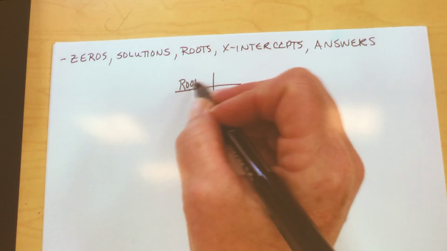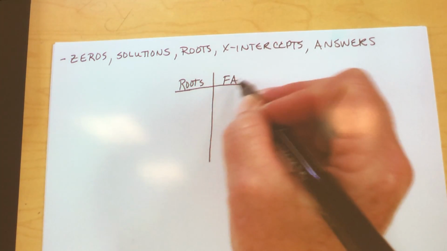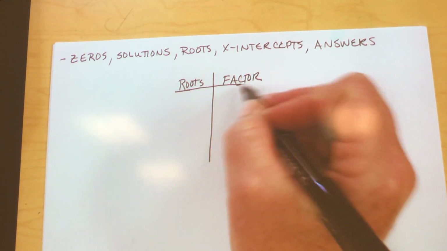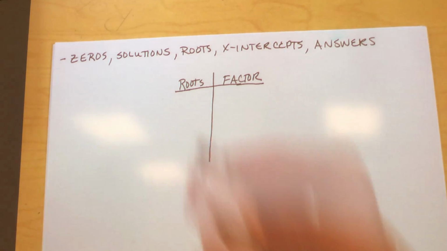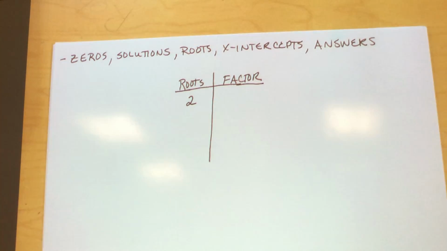These are my roots. These are my factors. Kind of going backwards. Okay, we've made a chart before where I told you the factor and you gave me the root. So now, if I give you the root, can you make the factor? So what if I tell you the root is 2?